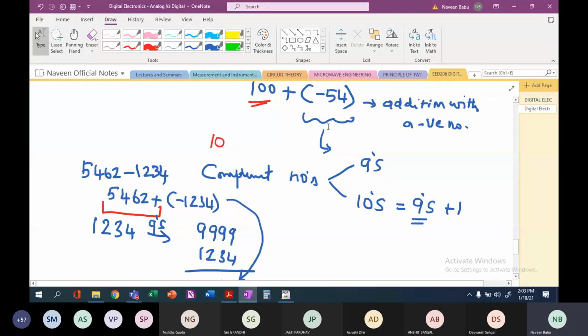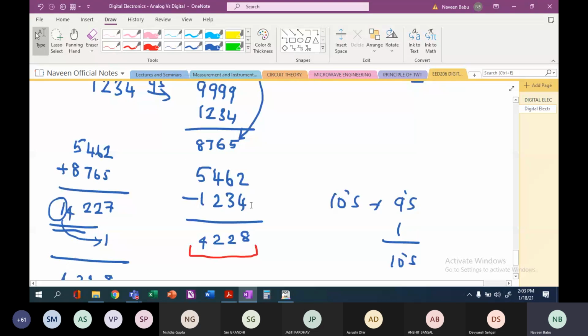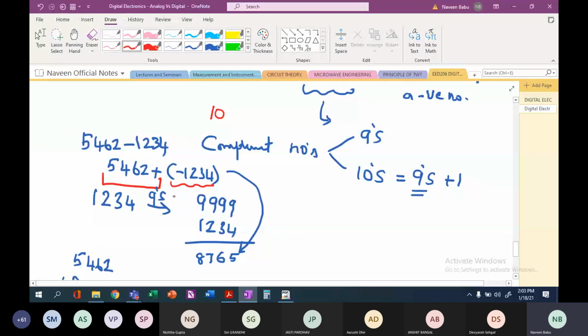We saw an example in the last class. What is 5462 minus 1234? If you directly subtract these two numbers, we know that the answer is 4228. Instead, what we should do is find the complement of this and then add it. As I said, we just saw the 9's complement form. What is a 9's complement form? You subtract this 1, 2, 3, 4 from 9999 and then you add it.